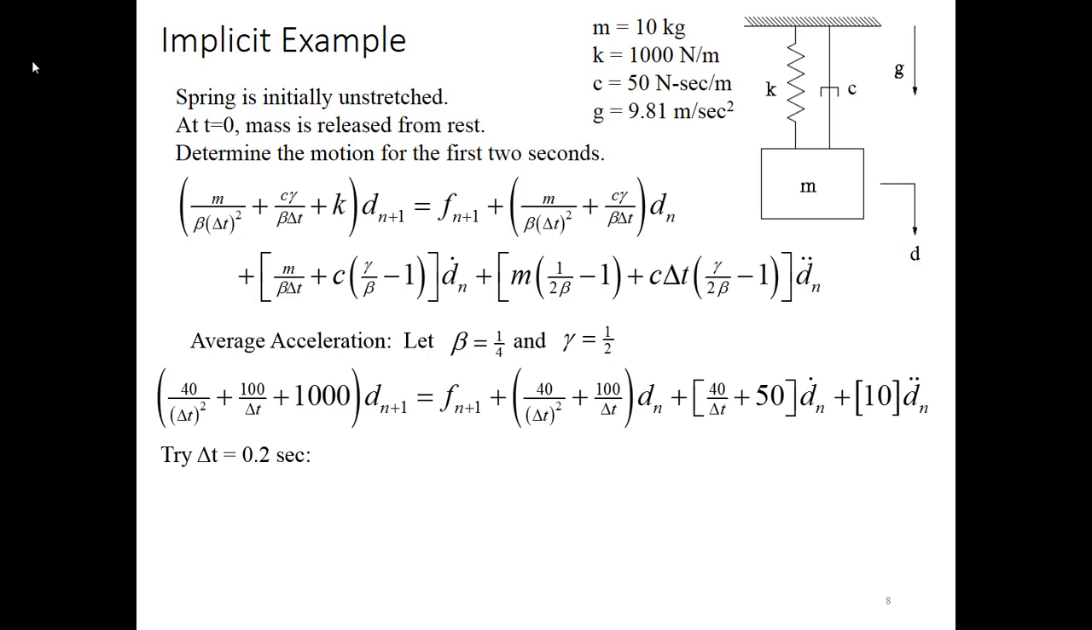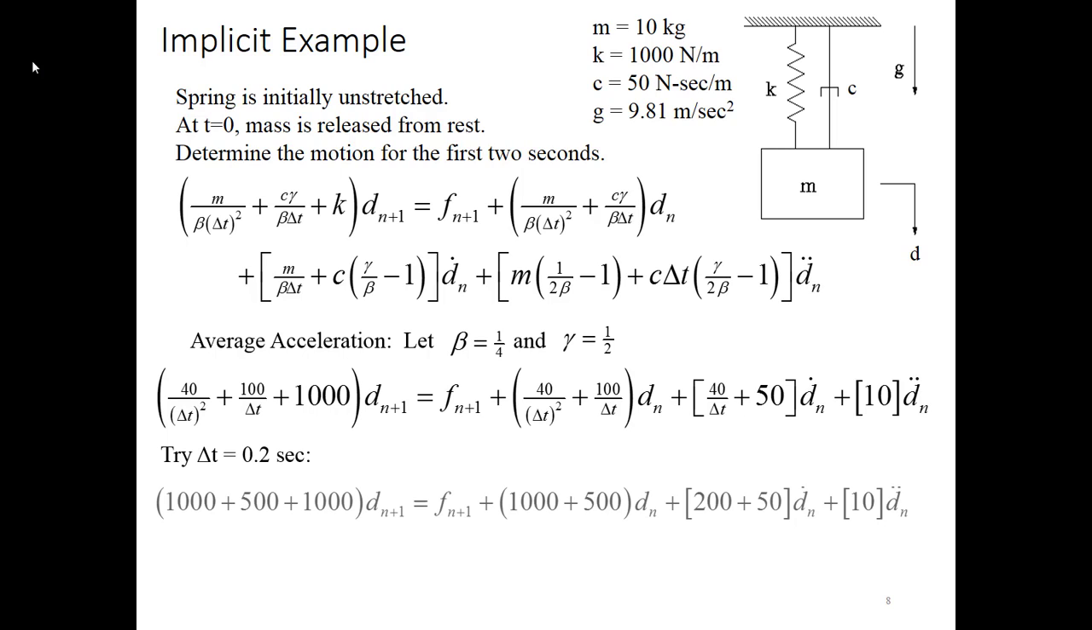Now let's choose a delta t. I'm going to choose a delta t of 0.2 seconds. So I'm going to need 10 time steps in order to get to my final 2-second result that I'm looking for. Plug in that value for delta t, and I get this expression for my equation.